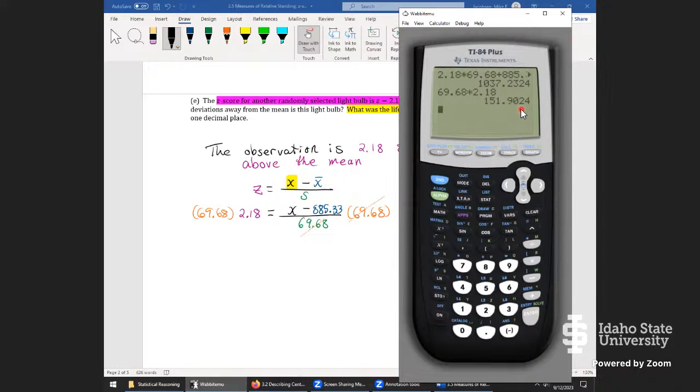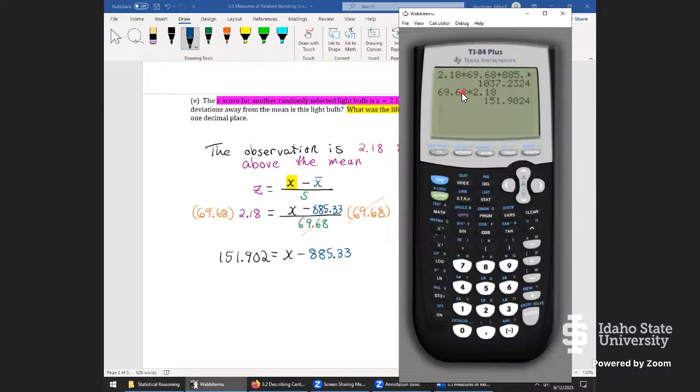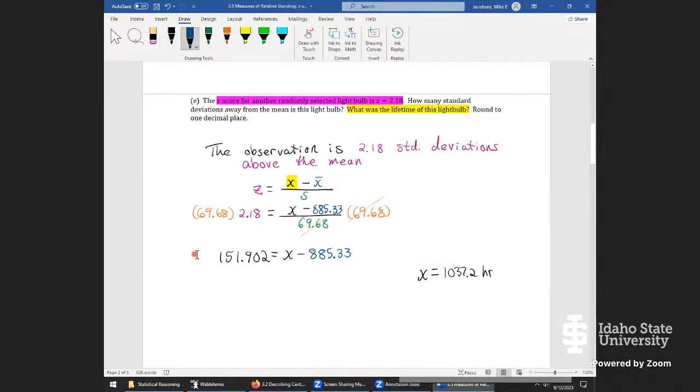So 151.902. That gives us the left-hand side, and clears the denominator on the right-hand side, where it's just x minus 885.33. Really, it's the same kind of thing we did in the calculator. In the calculator, we multiplied those two numbers, and then we added 885.33. So we're really just doing the same sort of steps. Does it make sense to folks to that stage there?